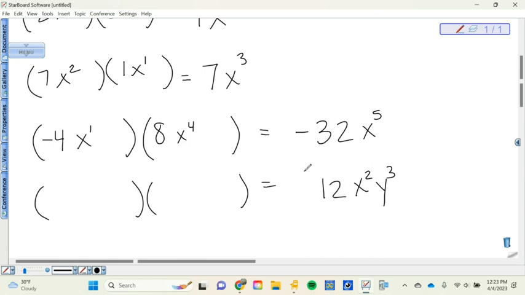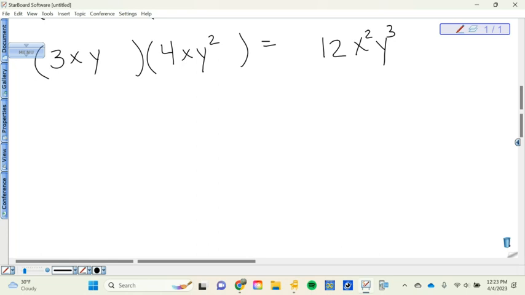What two numbers multiply together to get to 12? 3 and 4. Wait, x and y both of them. Yes. And then what two numbers add together to get to 2? 1 and 1. What two numbers add together to get to 3? 1 and 2. There we go. That's good.